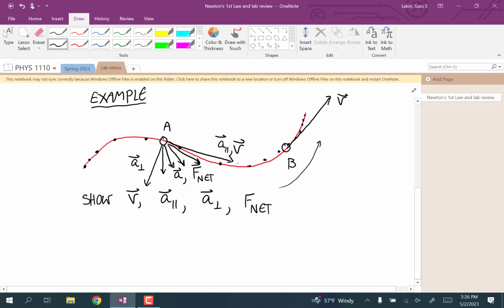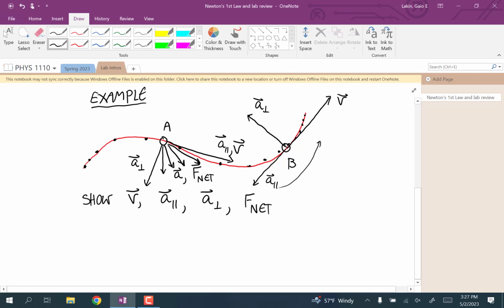When you're at B, you can see that these snapshots are getting closer together. The locations are closer together every one of these intervals. That means it's slowing down. So the parallel part of the acceleration is this way. It's turning this way. So that's the perpendicular part of the acceleration.